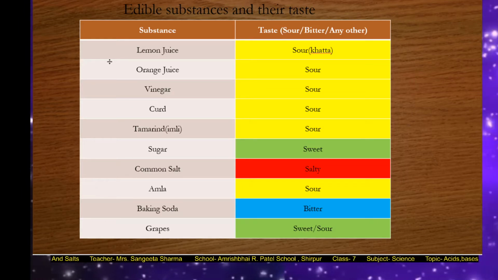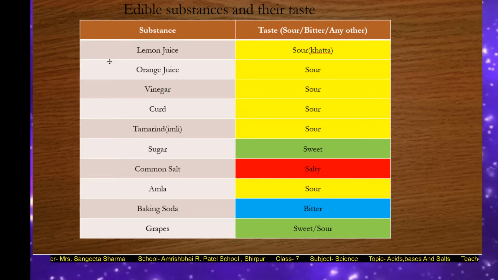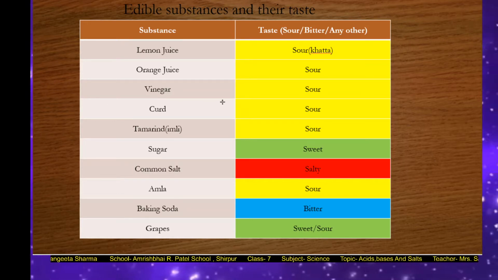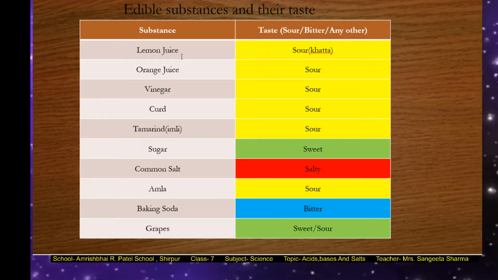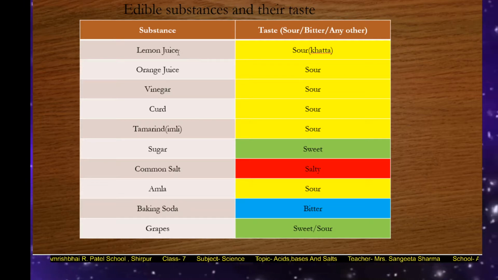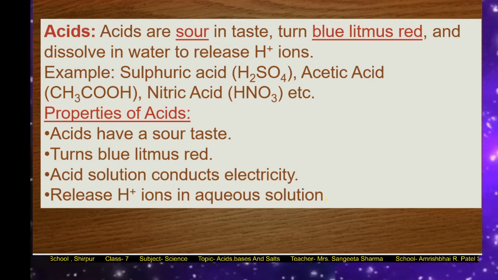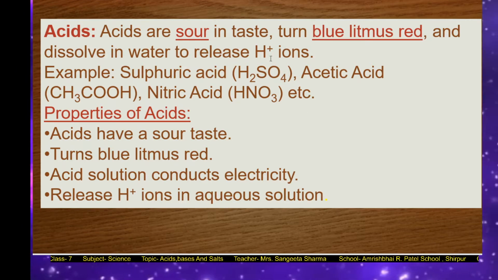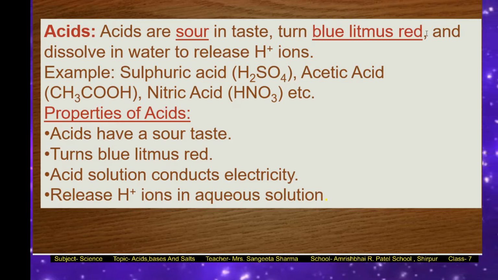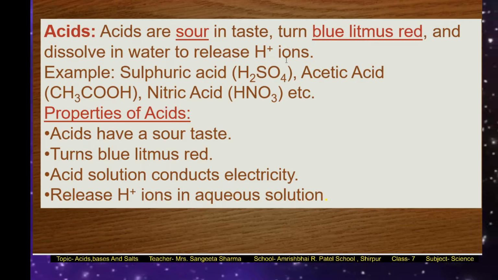So what we said earlier, the substance which is sour in taste. Sour means, I have mentioned here, khatta. So the substance which is sour in taste is acidic in nature. Okay. Now, what are acids? How are we defining acids? So, acids are sour in taste, turn blue litmus red, and dissolve in water to release H positive ions.